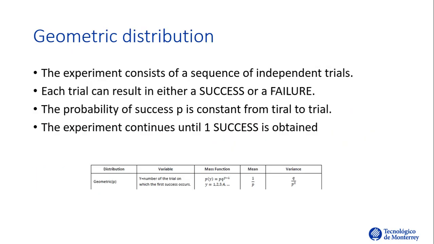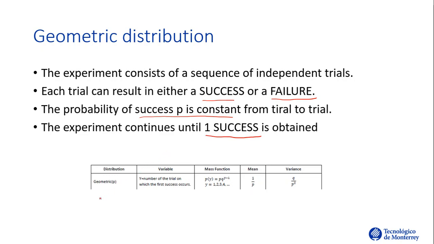Next, the geometric distribution is a similar distribution to the binomial, but in this case we're going to try to find the probability of a different kind of variable. The description of a geometric distribution consists of an experiment that has a sequence of independent trials. In this case, the amount of trials that we're going to be using is precisely our variable of interest. Each trial can result in either a success or a failure. That is, each trial is going to be a Bernoulli experiment. The probability of success p, again, is constant from trial to trial. But most importantly, in the geometric distribution, the experiment will continue until exactly one success is obtained.